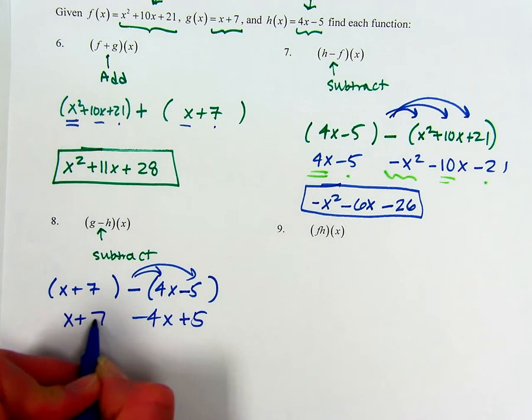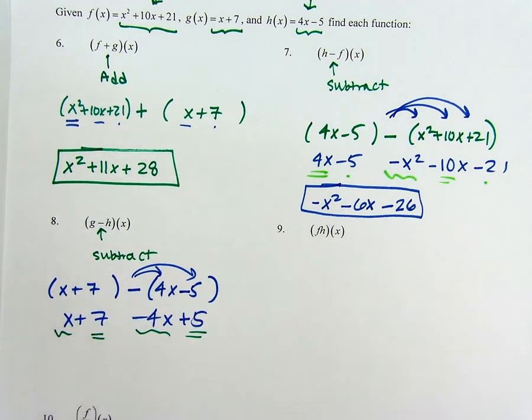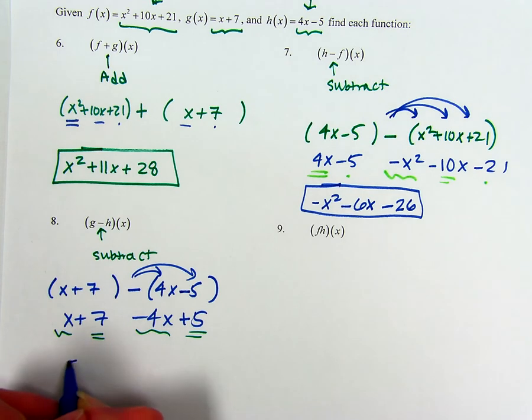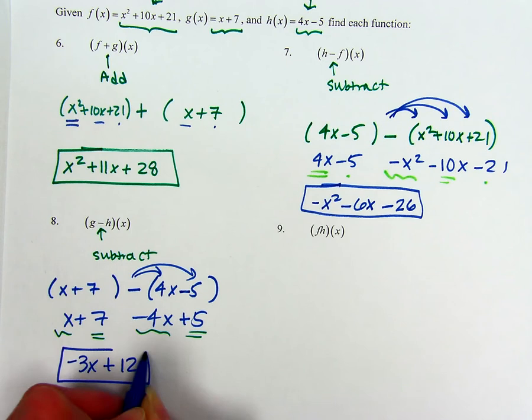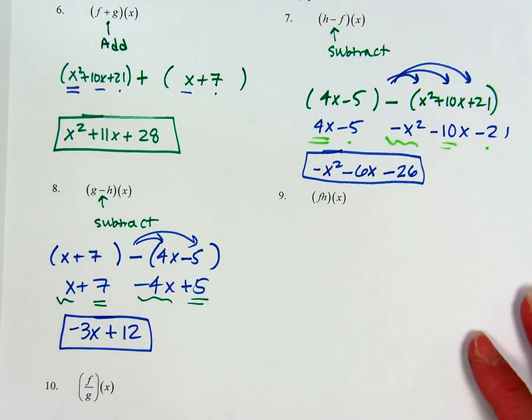All right, now you just look for your like terms. So we've got x minus 4x is negative 3x, and 7 plus 5 is 12. All right, so we have negative 3x plus 12.